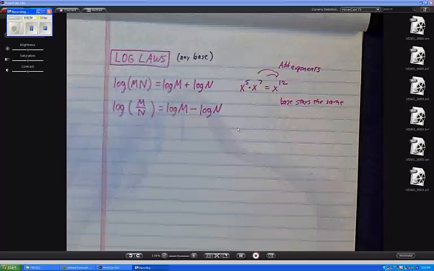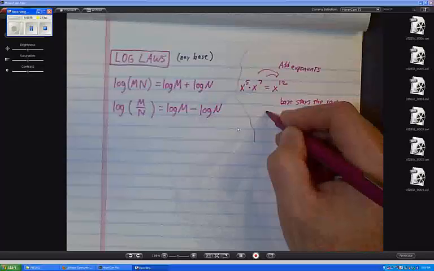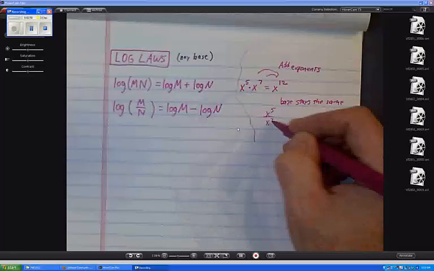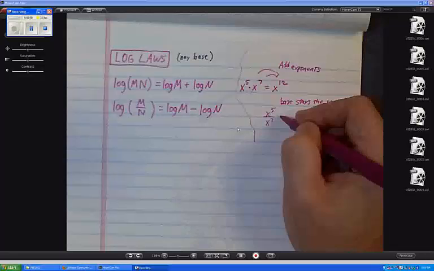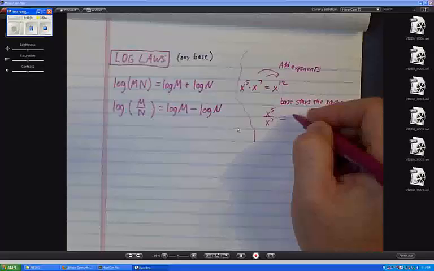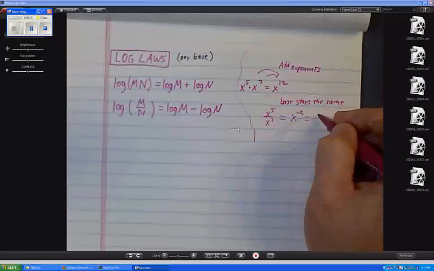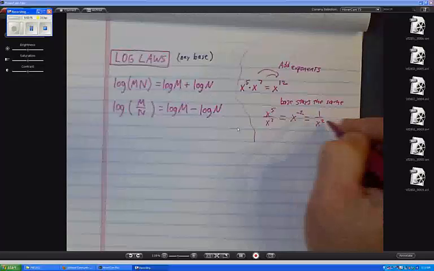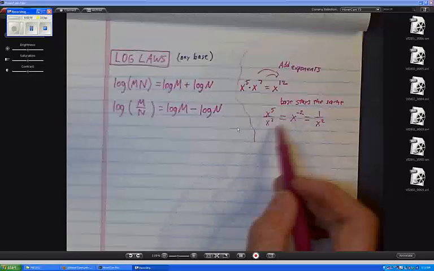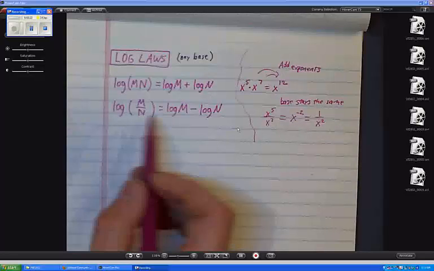And again, my parallel rule for exponents, what if I have x to the 5th over x to the 7th? That means divide, right? So what do I write? X to the what? That's one way to do it, right? X to the negative 2, which of course means 1 over x squared. So you can get it by canceling, but you can also get it by subtracting the exponents, right? Well, same thing here. When we have a log of a quotient, we're going to subtract the logarithms. Okay, so those are the first two log laws.